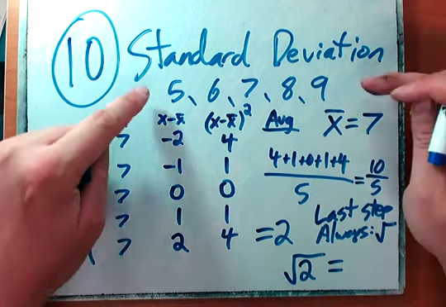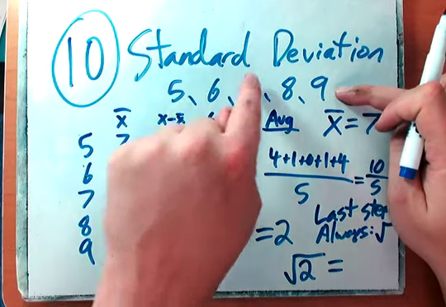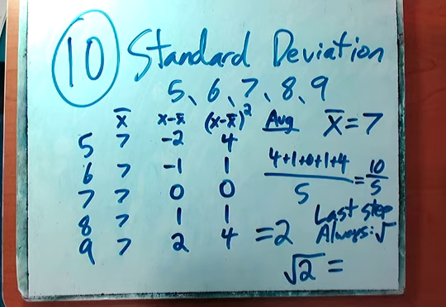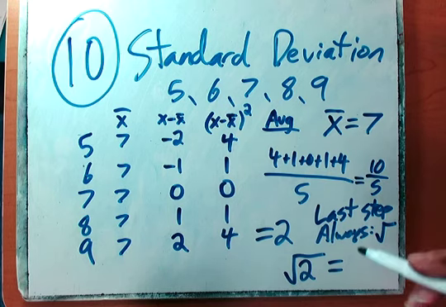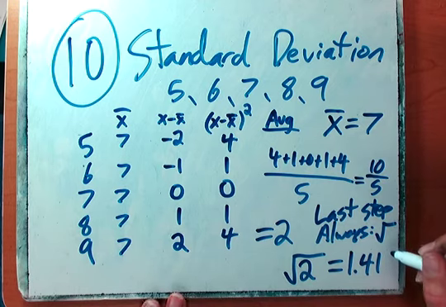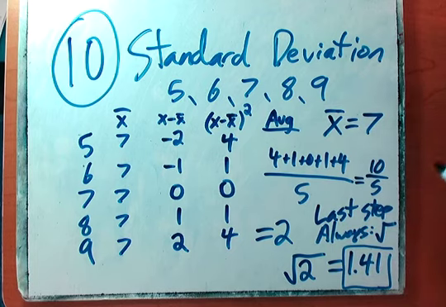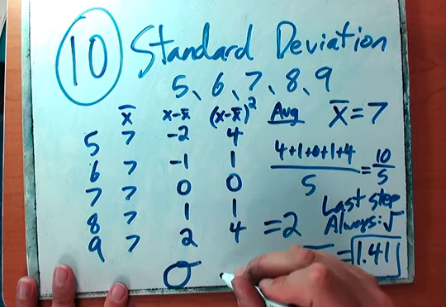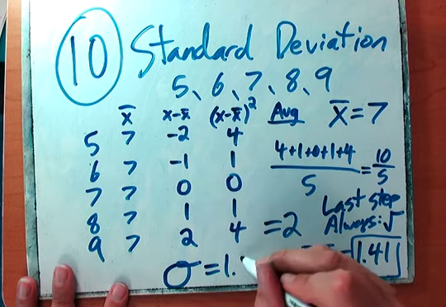So the standard deviation of this set of data, 5, 6, 7, 8, 9, is going to be the square root of 2, which on my calculator is 1.41. So this is the answer down here. 1.41 is the standard deviation. I can also write that as sigma. Sigma equals 1.41.